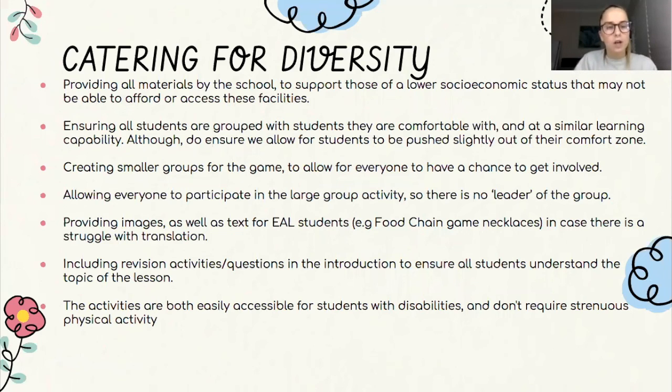We have ensured students are grouped with other students that they are comfortable with and are at a similar learning capability. So this may mean when providing the game, for a group that may be struggling with the topic, we can give them maybe fewer cards to start off with to create a smaller food chain. And then once we have recognized that they are more comfortable, we can add more cards. We allow everyone to participate in a large group activity, so there's no leaders. In this activity, everyone gets an animal, so everyone gets a chance to play a part in the food web.